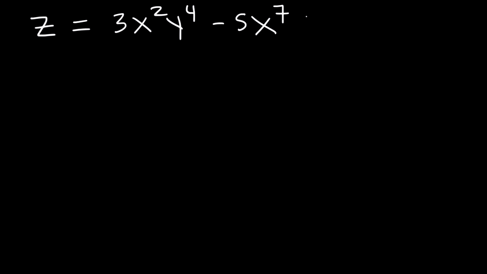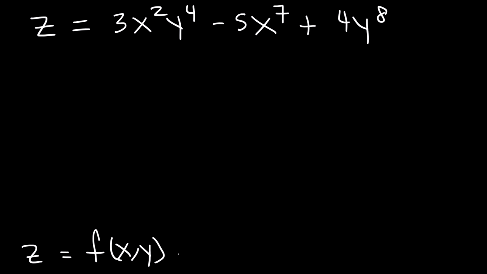Let's try another example for the sake of practice. Let's say z is equal to 3x squared y to the fourth minus 5x to the seventh plus 4y to the eighth. Find the first partial derivative with respect to x and with respect to y. So if you see, z is basically a function of x and y. So you can write it as f of x comma y or just z, it doesn't matter.